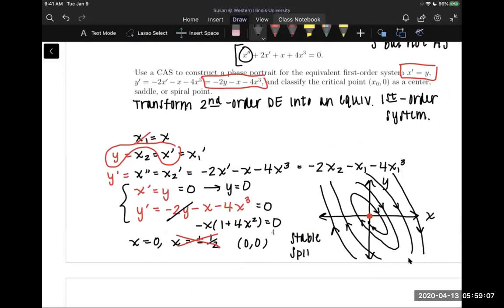Actually, we'll just leave it as a stable spiral. We'll save the sink for notes. All right, so here's our critical point. Here is our classification.